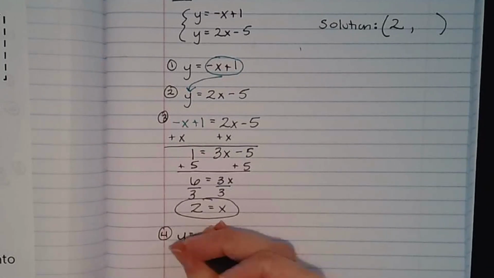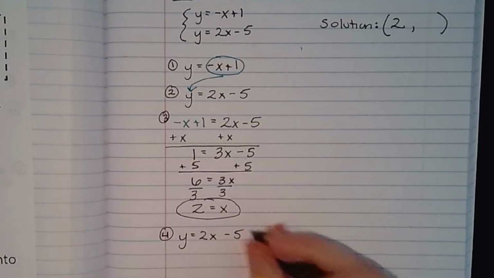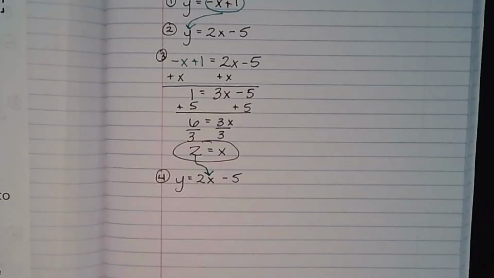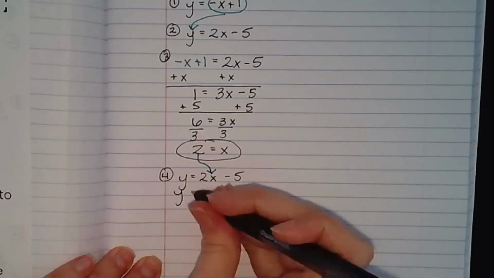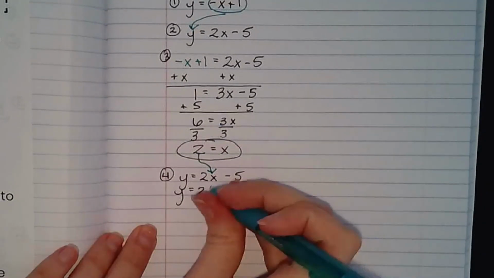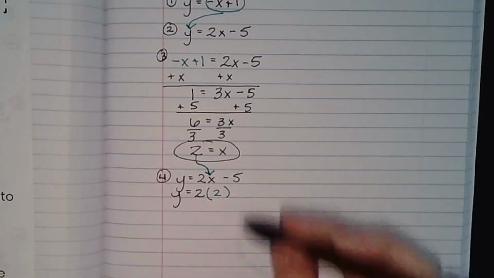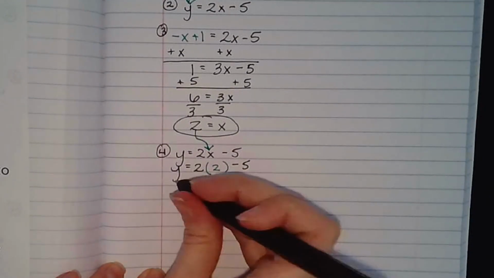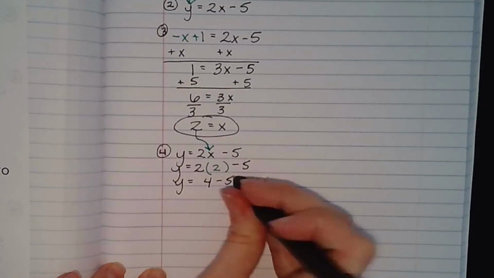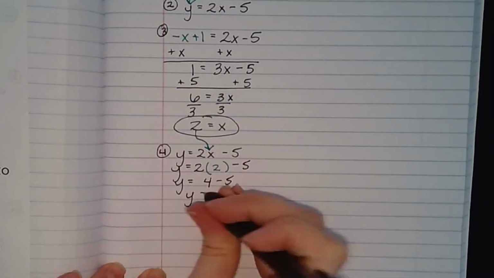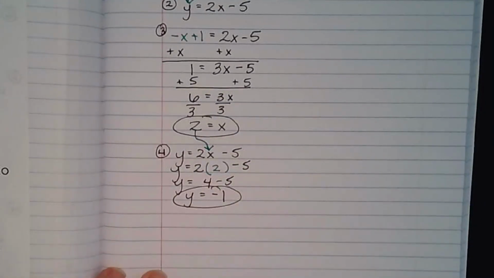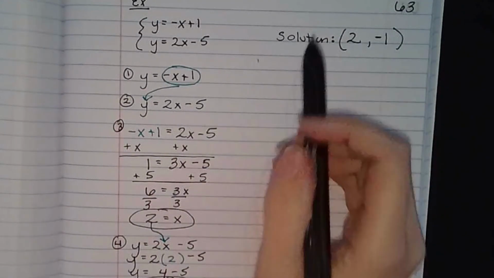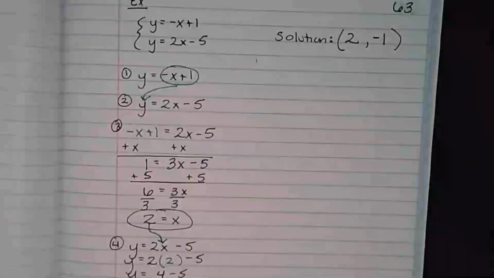And in this equation, I need to substitute 2 where x is. So now my equation is going to say y equals 2 times 2 minus 5. 2 times 2 is 4, and 4 minus 5 is negative 1. So y equals negative 1. That's the second half of my answer. So my solution here is the point 2, comma, negative 1.